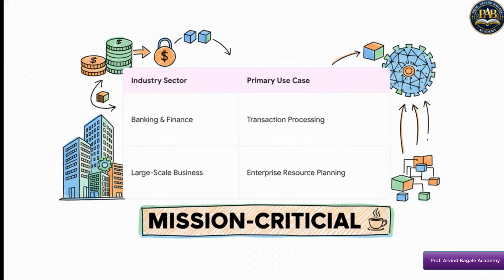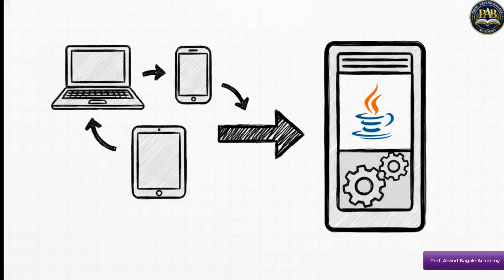The world's biggest banks, they rely on Java's legendary security and stability to process all of our transactions. Huge corporations use it for the software that runs their entire business. This is what you call mission-critical stuff. It absolutely cannot fail. Java is also a beast on the server side of the web. You know, the part you don't see.